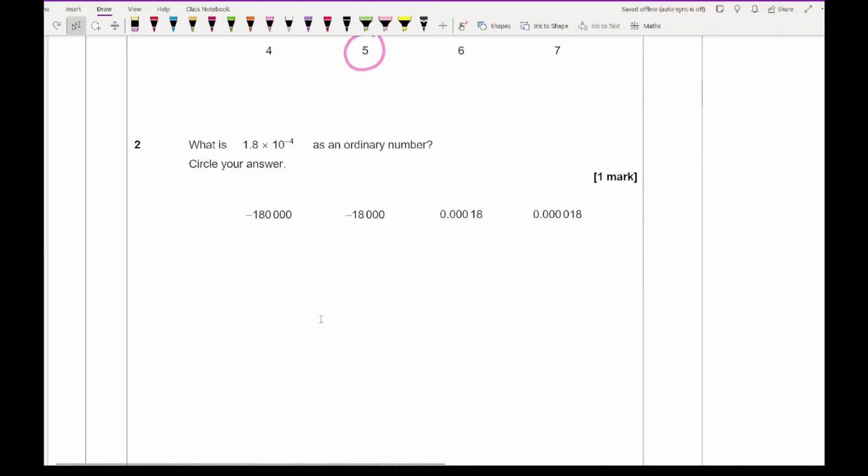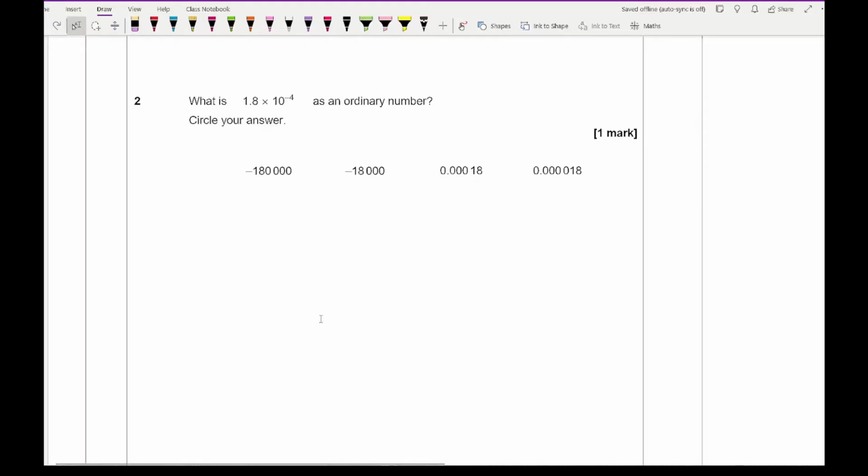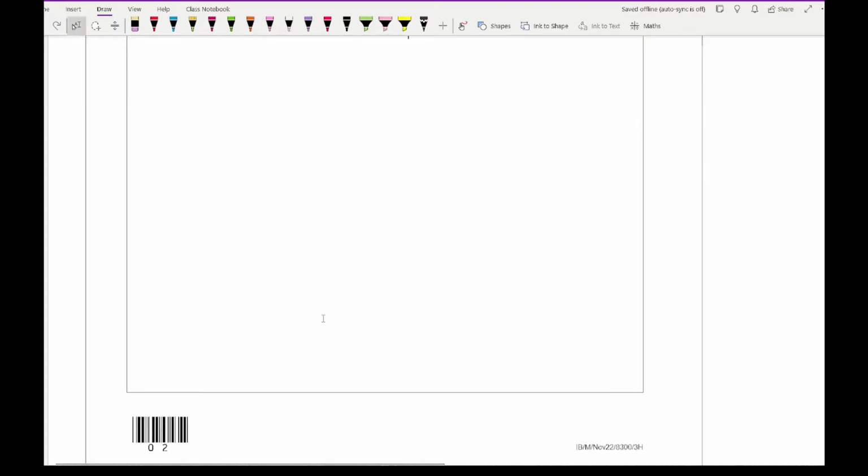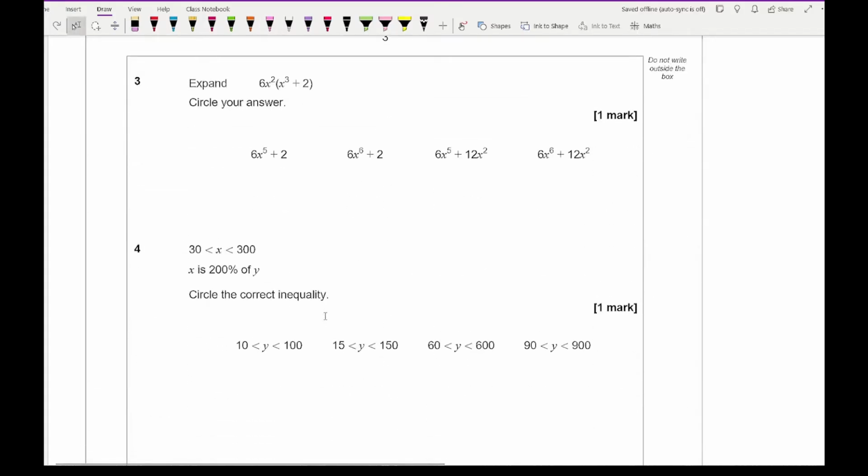For question 2, it says what is 1.8 times 10 to the power of minus 4 as an ordinary number? And the correct one you need to circle is going to be the third option. Moving on to question 3, we just want to expand these brackets. So 6x squared times x to the power 3 is where we add the powers, so that's going to be 6x to the power of 5, and then 6 times 2 is 12, and we've got no x's, so it stays the same, and that is going to be the third option.